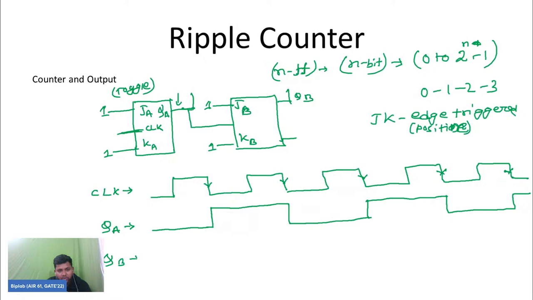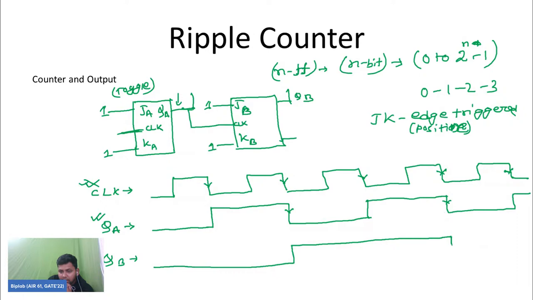Now let me draw it for QB. Now QB clock, look at this. QB will not change based on this clock. QB will change based on this clock. Because in the clock section of the B JK flip-flop, QA is connected. So the B flip-flop will think that QA is the clock. So this will be a positive edge, and this will be a positive edge here. Initially it will be 0, it will change to 1, and it will continue with 1 until another positive edge, and again complement the output.